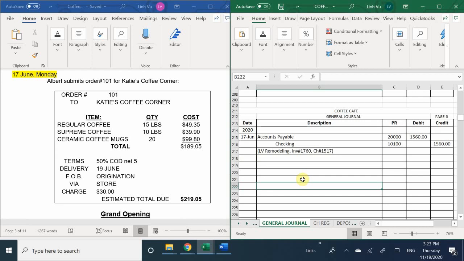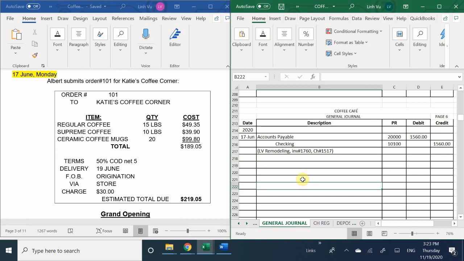So looks like he sold 15 pounds of regular coffee, 10 pounds of Supreme coffee, and 20 ceramic mugs for a total of $189.05. He gave terms of 50% COD, net 5. Delivery is scheduled for the 19th of June. FOB origination. I don't know what that is.